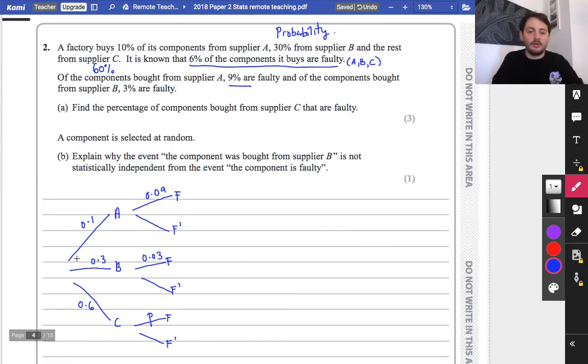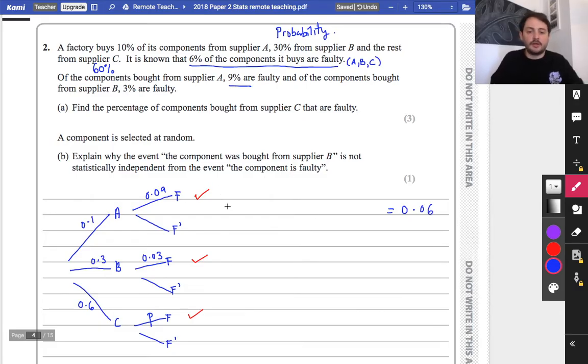And we know that if you were going to try and find all of the ways of it being faulty, which would be going along here and along here, that's going to be where you find some of the faulty. Along here and here, that would give you B and faulty, and along here and along here. Those 3 ways added together are all going to be equal to 6%, because that's how many of them are faulty in total. So all of those 3 branches are going to be equal to 0.06.